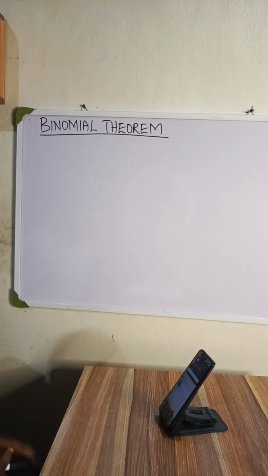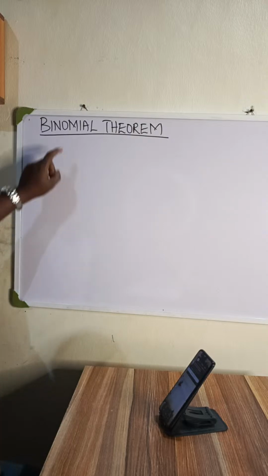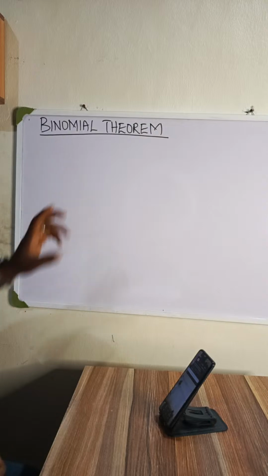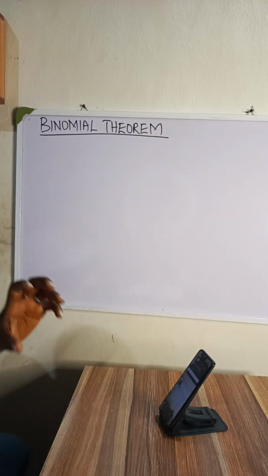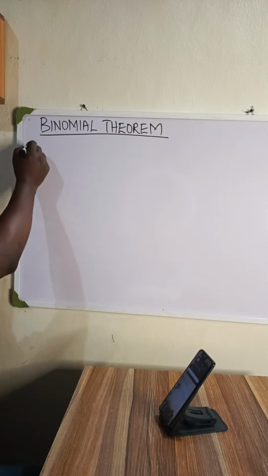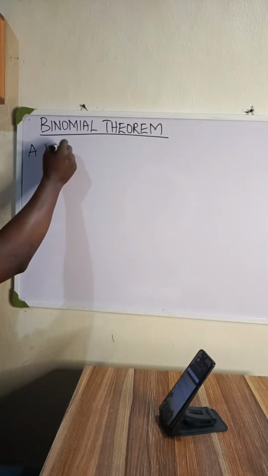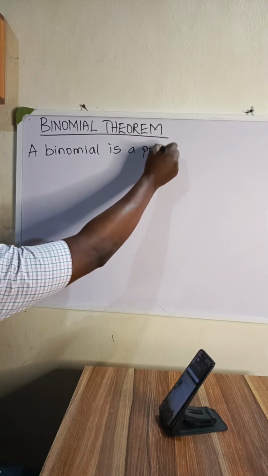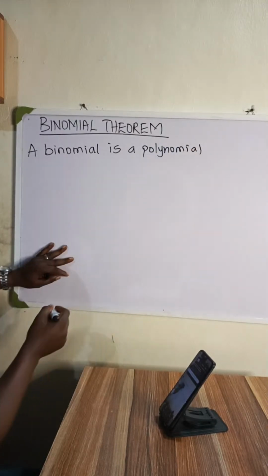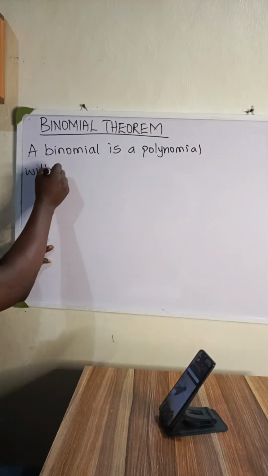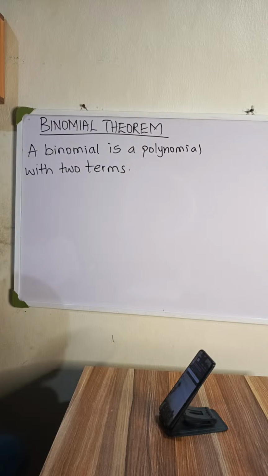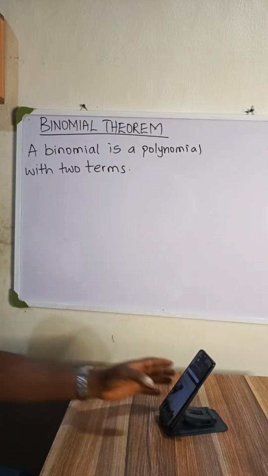Okay, so for us to understand the topic, first we need to know what a binomial is. What is a binomial? A binomial is a polynomial with two terms. A binomial is a polynomial that has two terms.